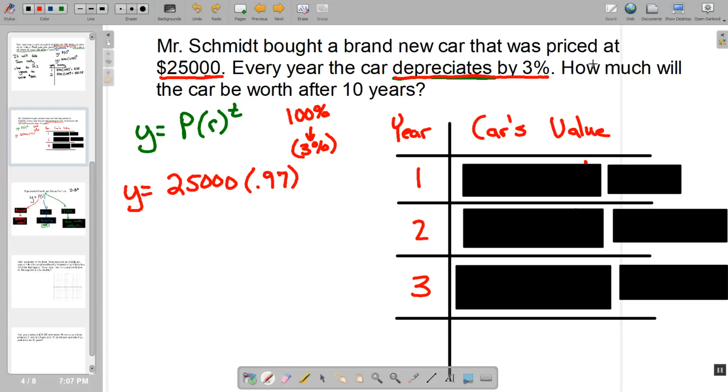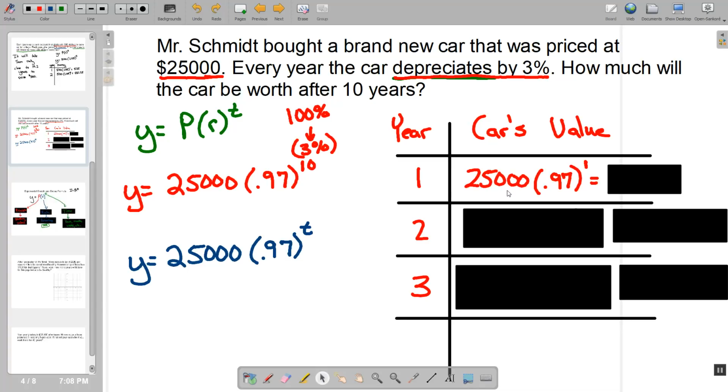Now it says, how much will the car be worth after 10 years? I could put a 10 in for the time, and then I could simply solve this equation by typing this in. But what I also want to remember is that if I'm looking at creating a graph, I would leave this as a T, because I could then graph it a little bit easier and see what it would look like each year. For example, if I did year 1, that would be $25,000 times 97% to the first power.